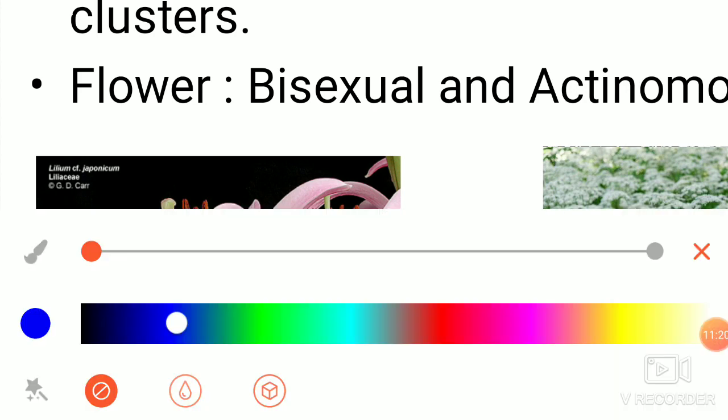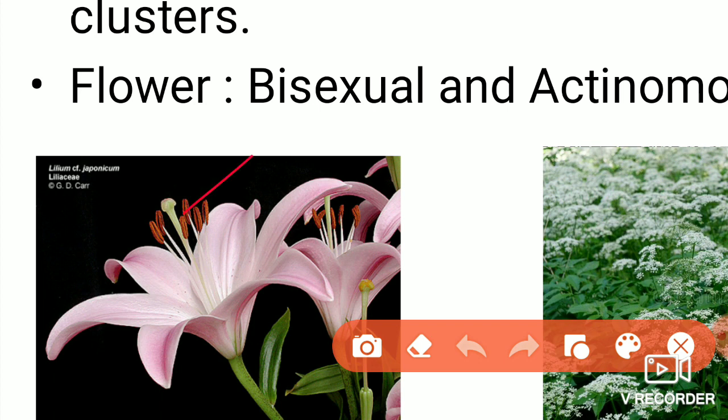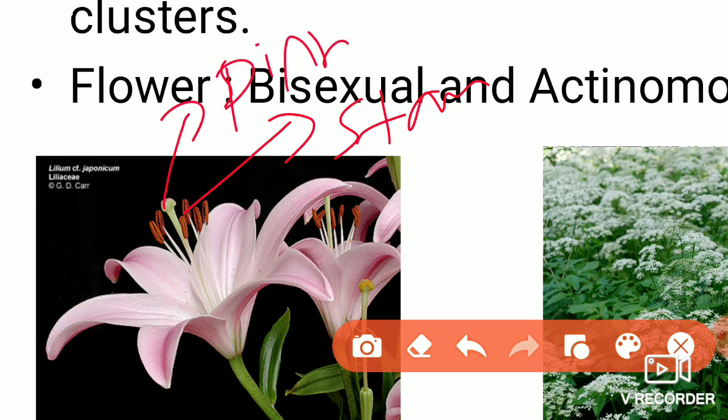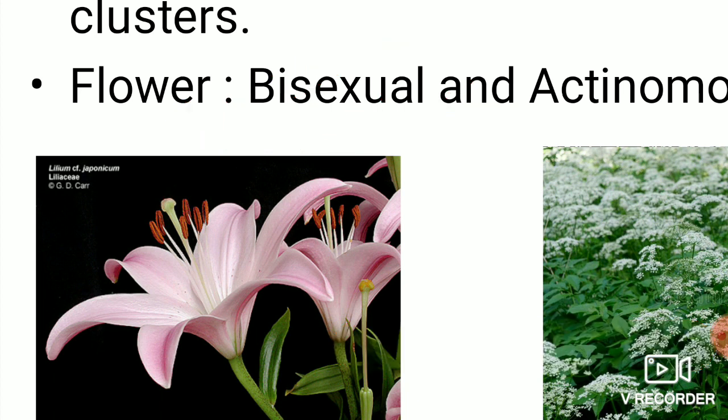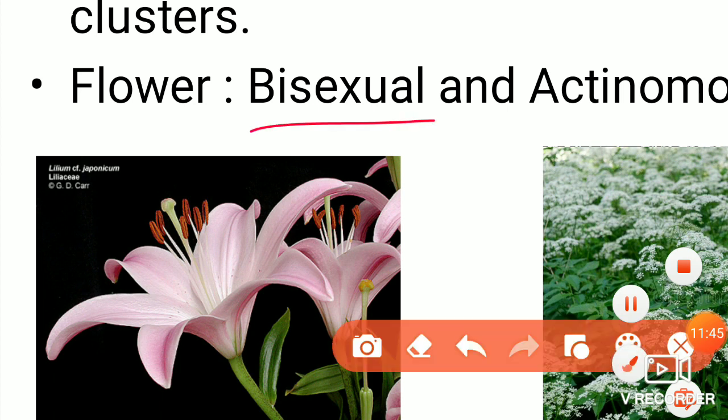So here, if both are present, if you consider this is the stamen and this is the pistil, if both are there, then it is called as a bisexual flower. That means both should be present in a same flower. You can see here that, and that's the flower is a bisexual flower.